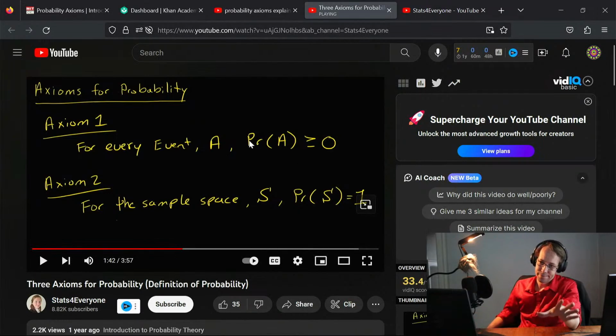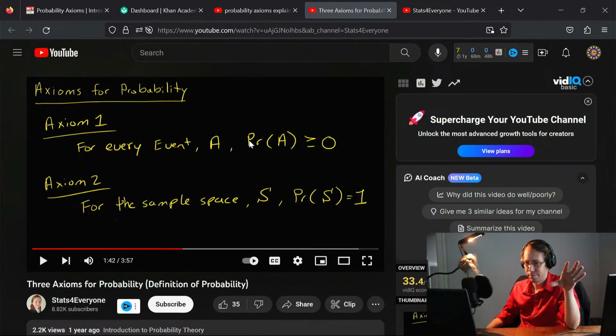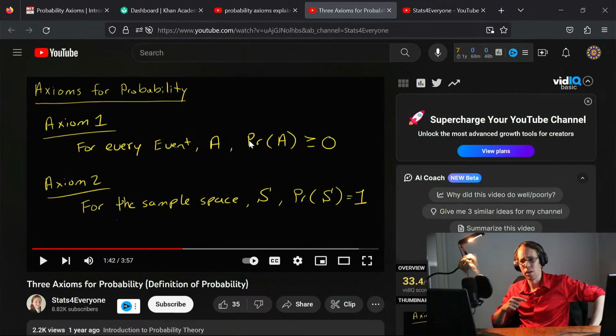This is basic. So, axiom 1: for every event A, meaning any event A, the probability of A has to be greater than or equal to 0. Axiom 2: for the sample space S, S being the entire space of the sample, that is every sample that you've collected, the probability of it has to equal 1.